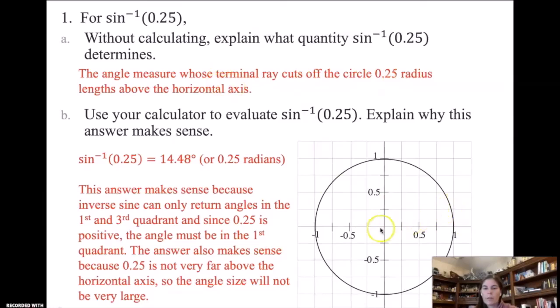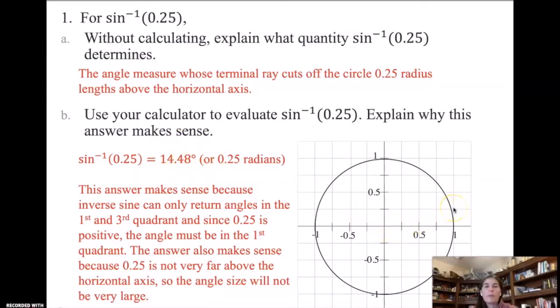I have an angle if I had a terminal side right there, and then over here. So from here to here, this angle going all the way there. So when I put this into my calculator, let's say I'm in degree mode, it's going to get me 14.48 degrees. And that makes sense because this is my first angle here.